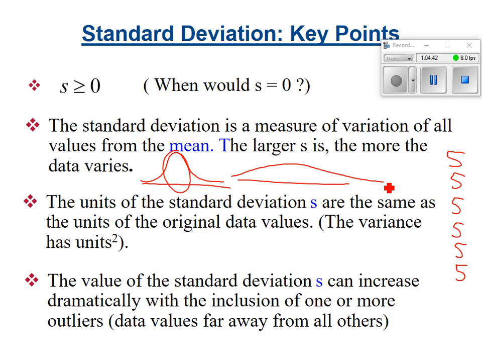The units of the standard deviation are the same as the units of the original data. Variance will have units squared. The value of the standard deviation S can increase dramatically with the inclusion of one or more outliers. So your standard deviation could be greatly affected if you have outliers anywhere. This is the main thing here: standard deviation always has to be greater than or equal to 0. You don't talk about distances with negatives.